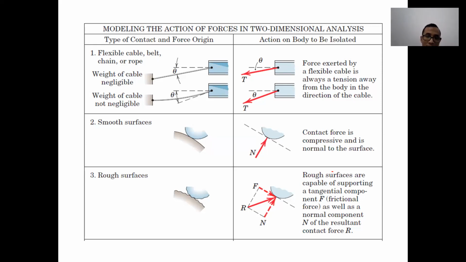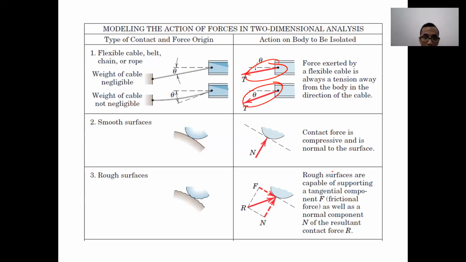Okay, remember, when you draw the free body diagram, you are not supposed to draw the constraint anymore. So for example, like this, you are not supposed to draw this part anymore. The cable, you are not supposed to draw the cable anymore. And the constraint here, you are not supposed to draw anymore. So you just replace both of those with the tension force from the cable.